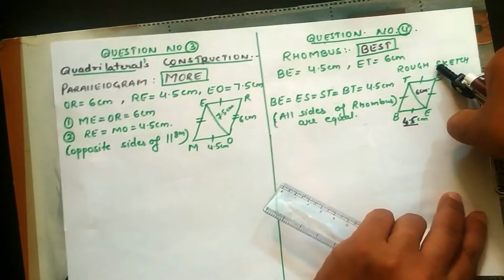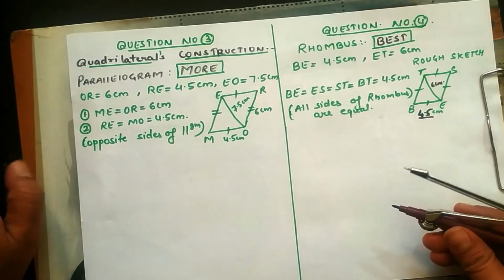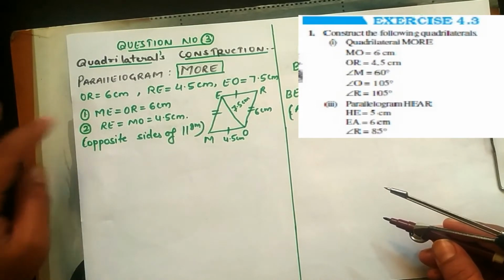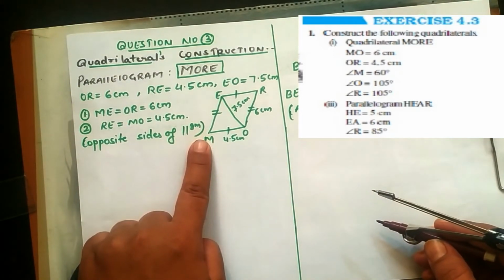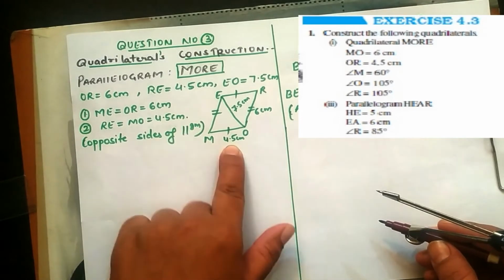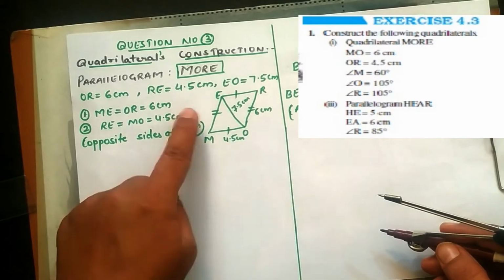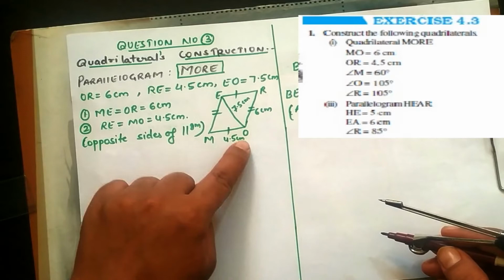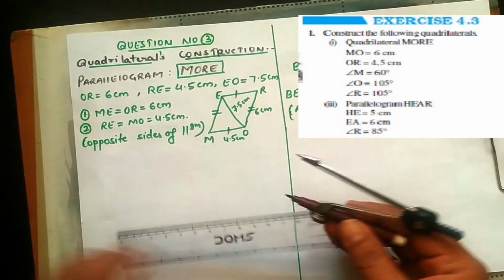Now we will go for the next questions, question number 3 and 4, in the same manner. ठीक, question number 3 is a quadrilateral construction, which is a parallelogram. I have written that the opposite sides of a parallelogram are equal. So if MO is equal to 4.5, then ER is also equal to 4.5, OR is equal to 6, then ME is also equal to 6. I have drawn a rough figure here. In this figure EO is a diagonal, which is already given, mentioned in your question.